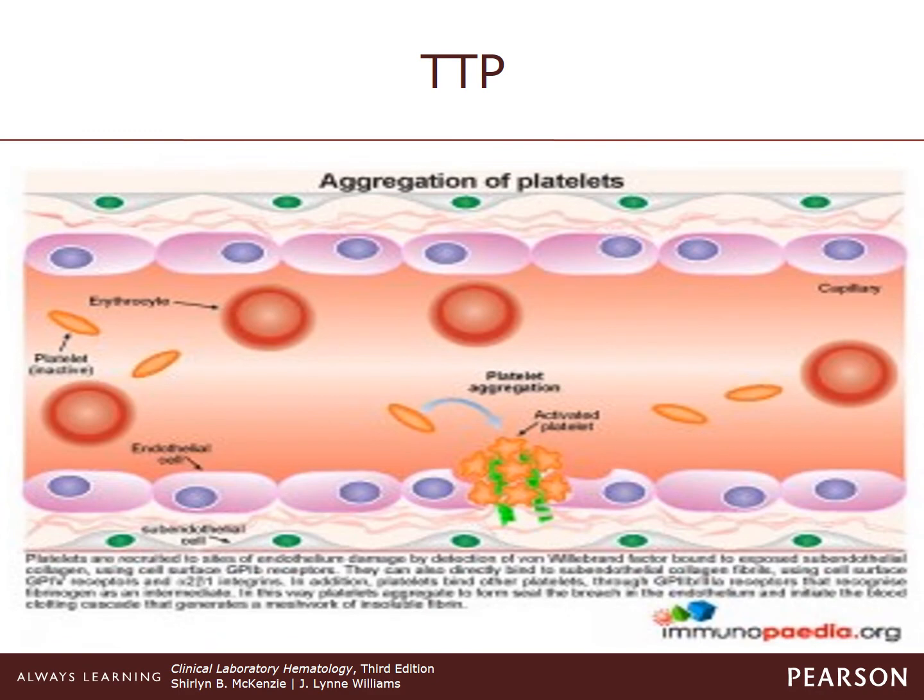Now, to better understand TTP, let's first think about what happens when there's vessel injury. So let's talk about von Willebrand factor and the proteolytic enzyme ADAMTS13. When the endothelium is injured, the platelets play an essential role in orchestrating the blood clotting process needed to seal the damaged vessel. The recruitment and activation of platelets at the site of damage is dependent on von Willebrand factor.